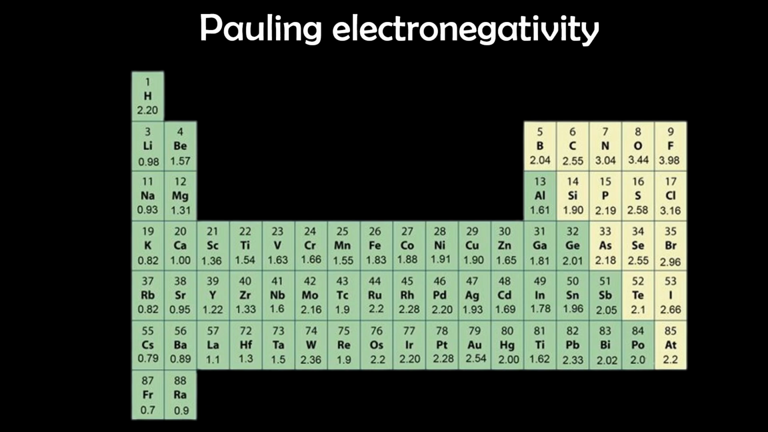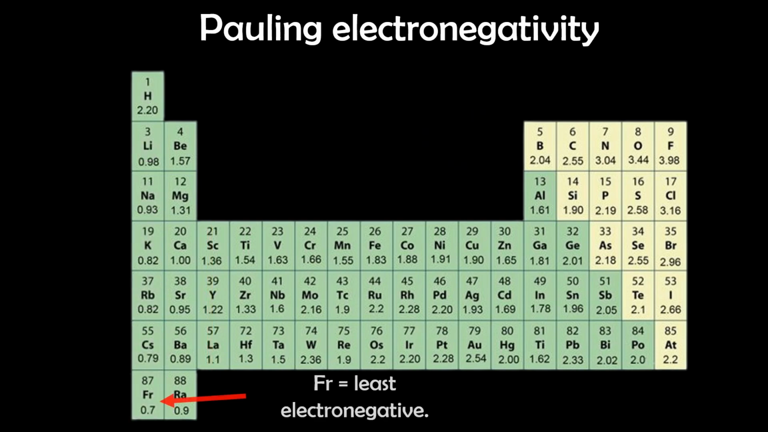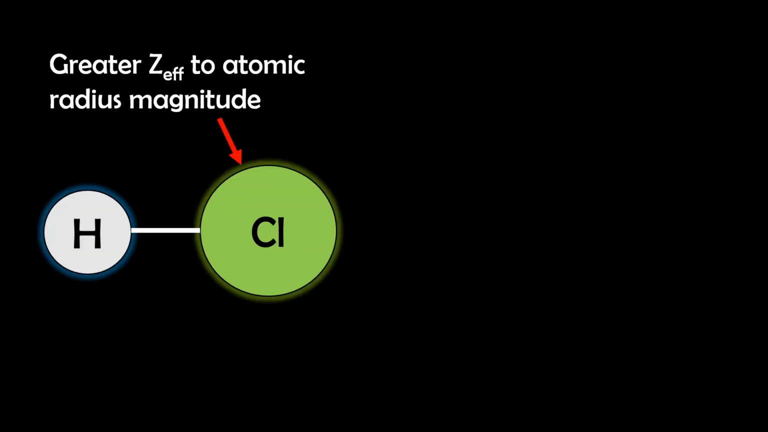On the other hand, electronegativity decreases down a group because additional electron shells increase the atomic radius and electron shielding, reducing the attraction between nucleus and bonding electrons. So this is why francium, for example, with an electronegativity value of around 0.7 is the least electronegative element. And understanding these trends helps us predict how electron density will be distributed in molecules.